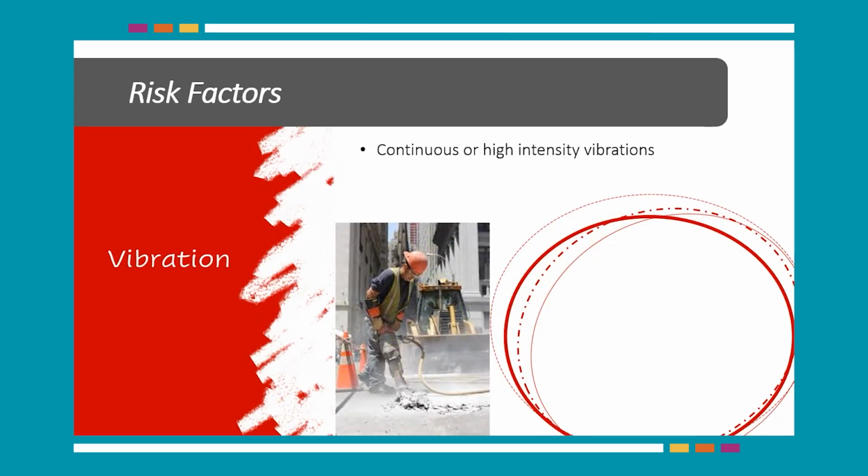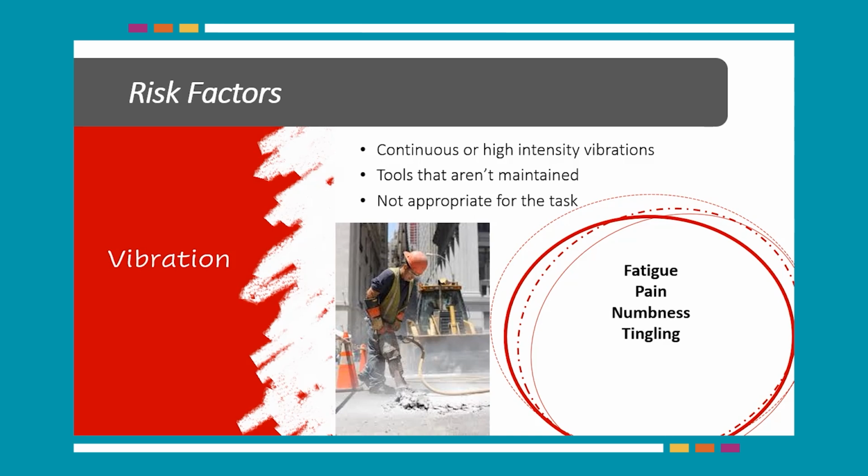Vibration is a concern when it is continuous or of very high intensity. Using vibrating tools such as sanders, grinders, impact guns, drills, and chainsaws can cause exposure to hand and arm vibration. Tools that are not properly maintained or are inappropriate for the task may increase the amount of vibration. These exposures may result in fatigue, pain, numbness, tingling, increased sensitivity to cold, and decreased sensitivity to touch in the fingers, hands, and arms.